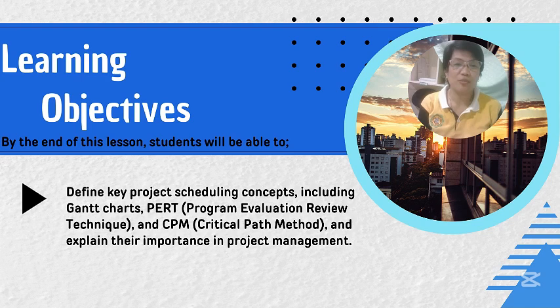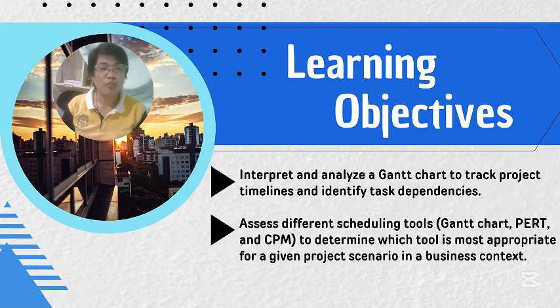Learning objectives: define key project scheduling concepts, including Gantt charts, PERT (Program Evaluation and Review Technique), and CPM (Critical Path Method), and explain their importance in project management. Also, interpret and analyze a Gantt chart to track project timelines and identify task dependencies. Assess different scheduling tools, Gantt chart, PERT, and CPM, to determine which tool is most appropriate for a given project scenario in a business context.